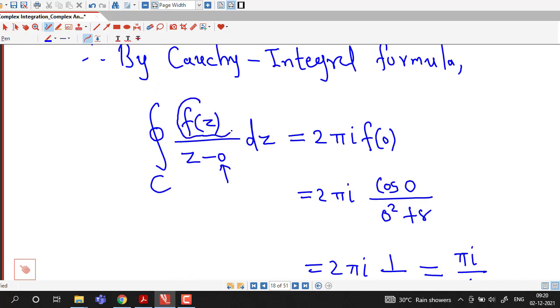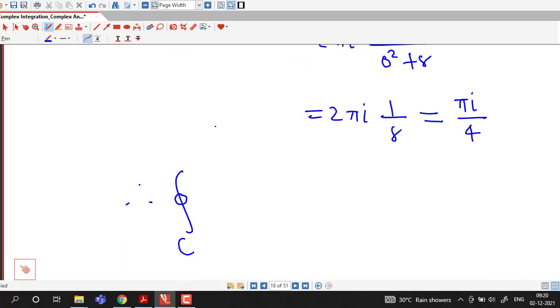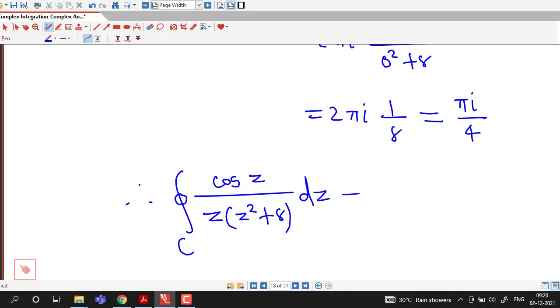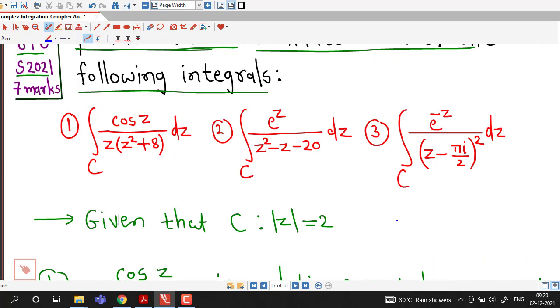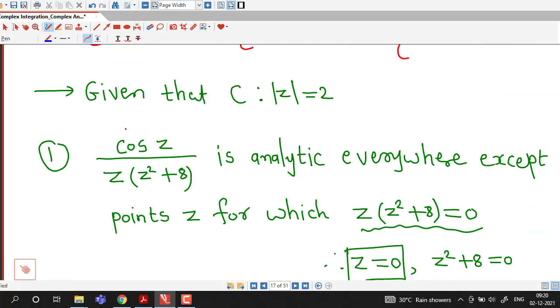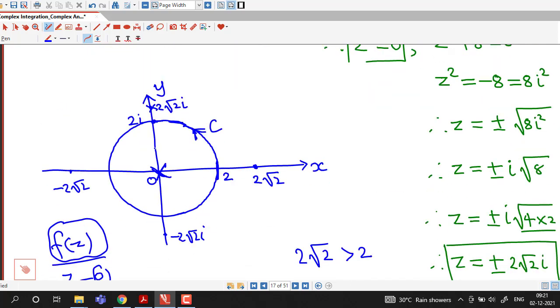by 4. Now we substitute the value of f of z here. f of z was cos z over z square plus 8. So we arrive that the value of the integral of cos z over z times z square plus 8 along mod z equal to 2 is pi I divided by 4. So this complex integral we have evaluated using Cauchy integral formula by taking f of z equal to cos z by z square plus 8, which is analytic everywhere inside and on this simple closed contour C, and 0 lies inside that circle.